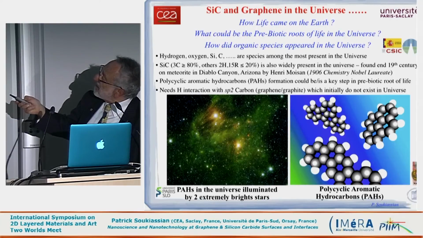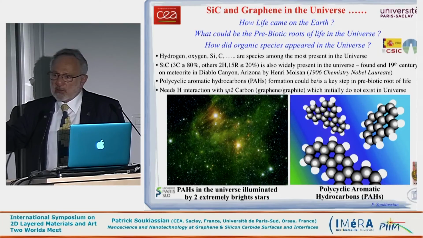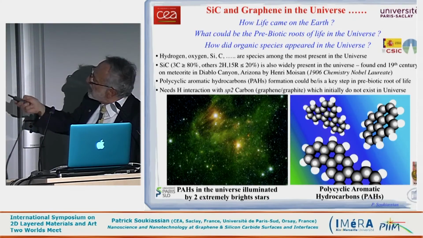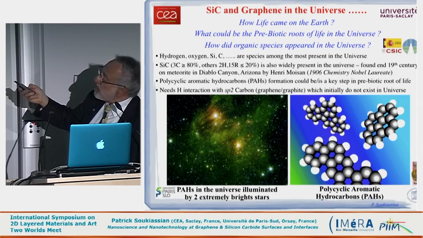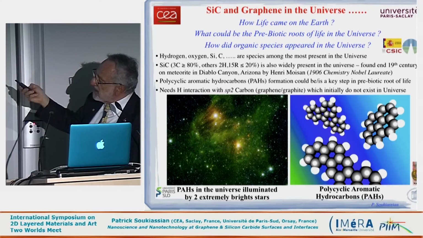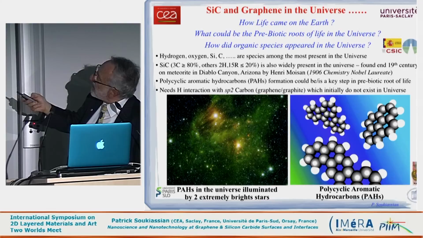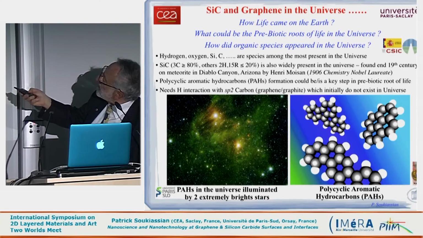And then I didn't know anything about that. People from Madrid contacted me to give a seminar, and they explained it to me. You see, so this is PAH in the universe. If we find PAH, how PAH is formed, we know that it could be derived into organic molecules, which could be a key step for the prebiotic route of life. And then they told me, so this is a PAH, it's just a graphene layer decorated with hydrogen.